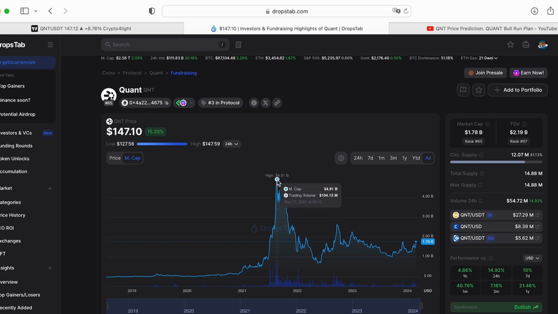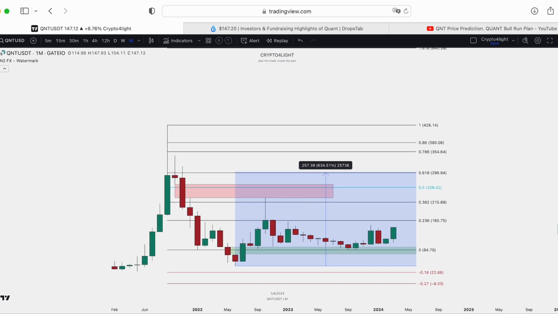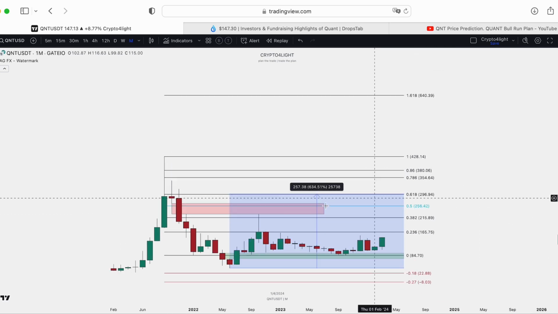The highest point of the market cap was here, exactly in September 2021, around 5 billion. I'm more than sure Quant will go and hit a new all-time high, forming a market cap of over 5 billion. But I can't know the timing, you know. So yes, definitely this coin has potential, and if you invest, you have to build a plan when to get in and when to get out.